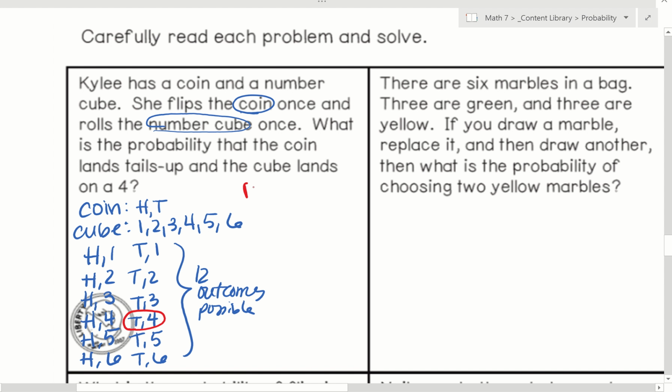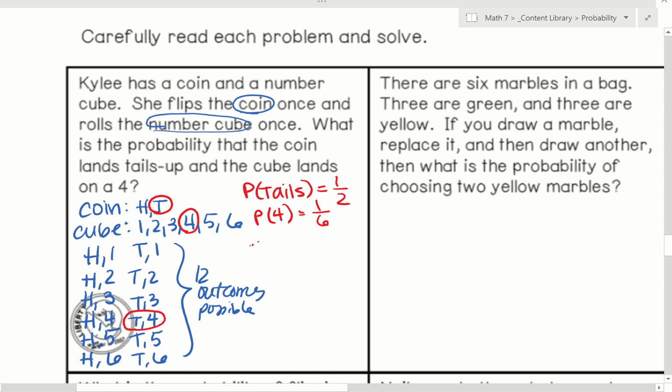The probability of getting a tails is 1 out of 2. It's only 1 out of the 2 options in a coin. The probability of landing on a 4 is 1 out of the 6 possible choices on a cube.